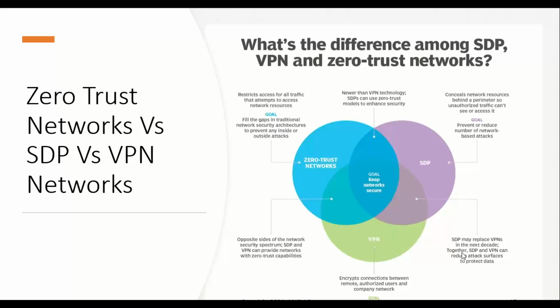It is the next decade. Together, SDP and VPN can reduce attack surfaces to protect data, right? So you can use zero trust security using SDP and VPN. So they are not the same. In the case of zero trust, it restricts the access for all traffic that attempts to access network resources. The goal is to fill the gap in traditional network security architecture to prevent any insider or outside attacks. So here you are seeing newer-than-VPN technology. SDPs can use zero trust models to enhance security, right? This is something which is very important to understand.